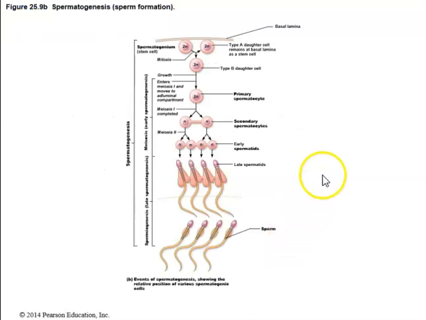Spermatogenesis. So in the first stage of spermatogenesis, you either have type A or type B cells. Type A germ cells remain, and then you have type B cells, daughter cells, which then will become primary spermatocytes, and then become secondary spermatocytes. Then we have early spermatids, and then we have the formation of late spermatids, and then eventually the formation of sperm.